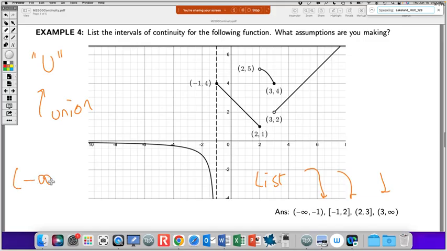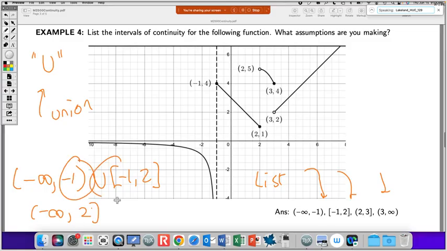If you write -infinity to -1, union -1 to 2, this is talking about the union of two sets. We're just lumping all these things together. And if you just lump all these things together, that's all the numbers from -infinity to 2. You follow? Because even though I don't have -1 here, I do have -1 here. But if I wrote this down as the interval of continuity, this would suggest that we're continuous at -1, which we're not. Okay?